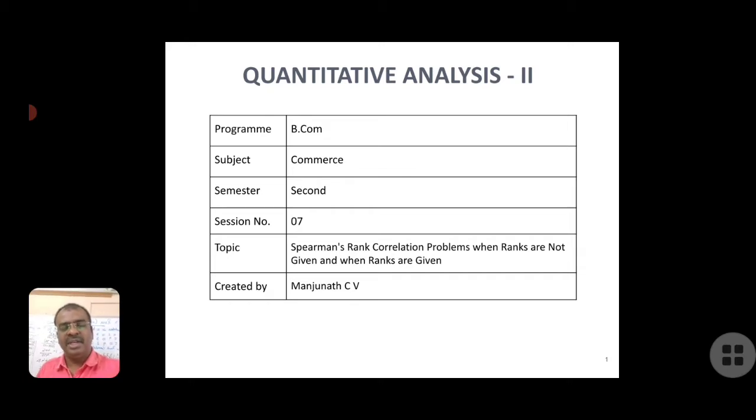So this is session number 7, and in today's session we shall try to solve problems on Spearman's rank correlation when ranks are not given as well as when ranks are given. This is a part of chapter 1, which is correlation analysis, in the subject Quantitative Analysis 2.